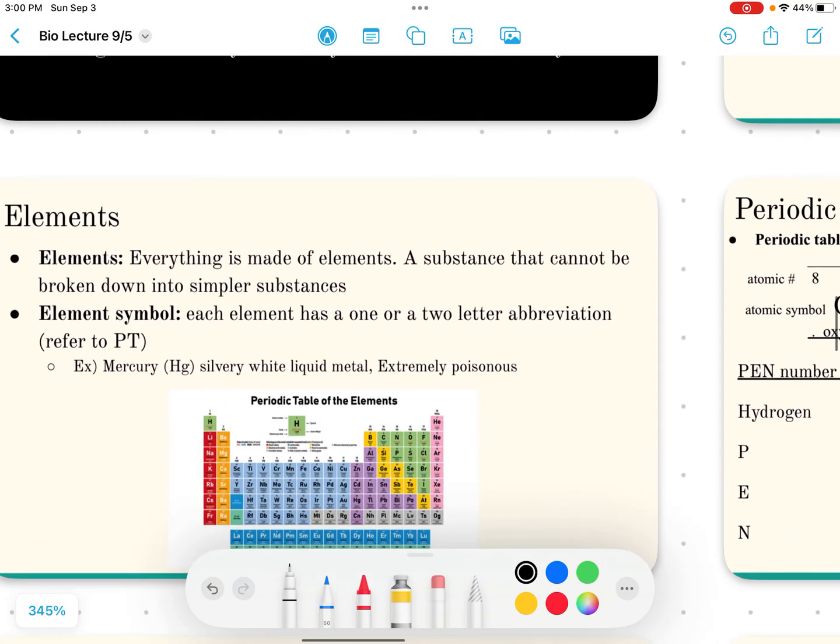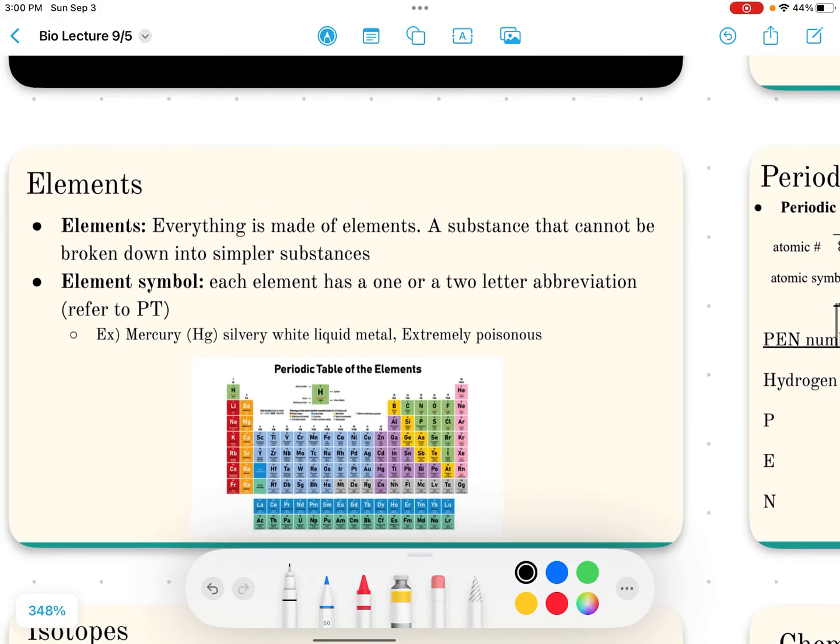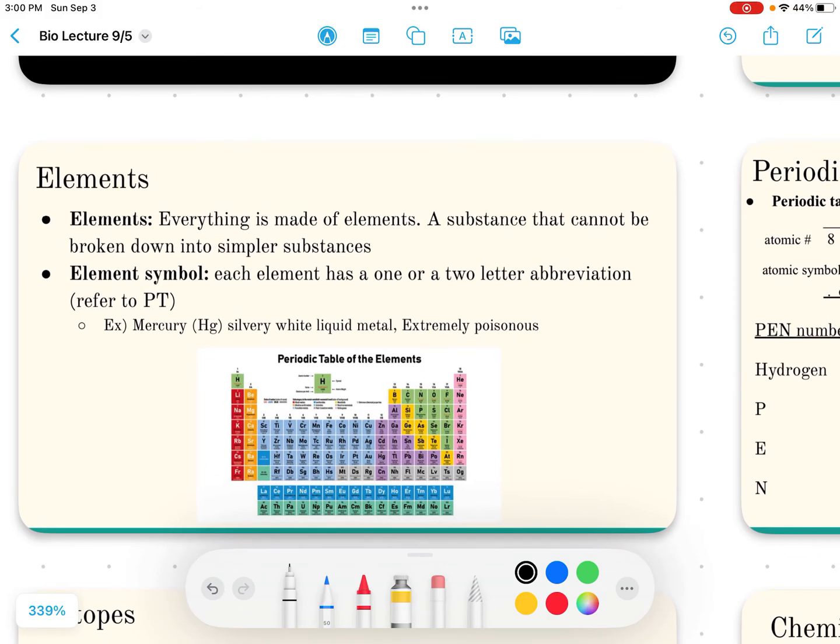Now, when we talk about an element, everything is made up of elements, and an element is a substance that cannot be broken down into a simpler substance. So when you see an element and it says hydrogen, for example, like this guy right here, it's just hydrogen. That's all it is. We can't break that down any further. I guess if you wanted to, you could break it down to protons, neutrons, and electrons, but then that's focusing on what makes up that hydrogen. But we can't break that down any further.